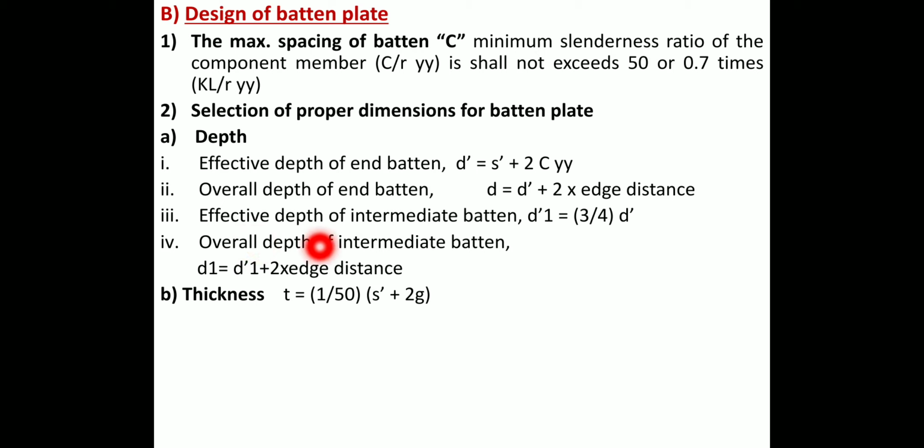The third point is the effective depth of intermediate batten, that is D1 dash equal to 3/4 of D dash. The last point under depth for the batten system is the overall depth of intermediate batten, so D1 is equal to D1 dash plus twice of h distance. Then under the selection of dimensions, the second criterion is thickness. t is equal to 1 by 50 times of S dash plus twice g, where g is the gauge distance.